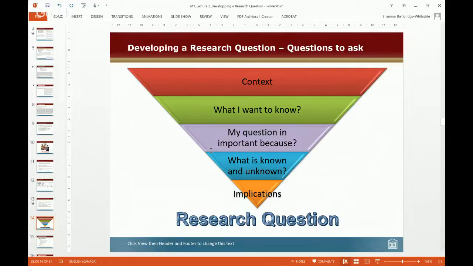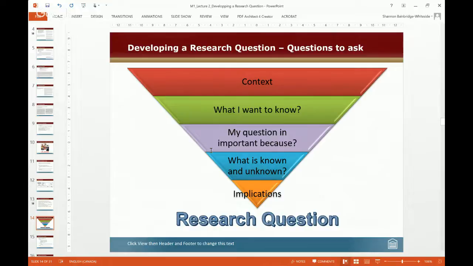What is it that I actually want to know in this broad topic? What is really interesting to me? So you'll come up with this question, but that's not where it stops. Not all questions are good questions. Some questions are good for you, but they're really not good for funding agencies, for example.